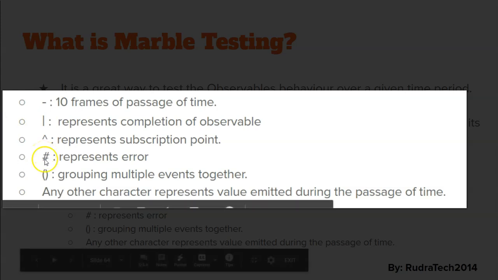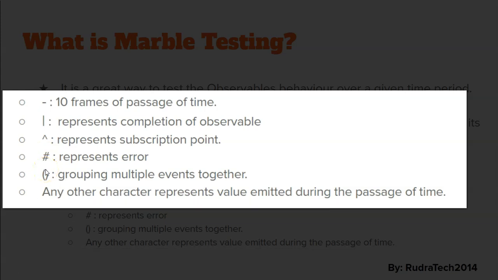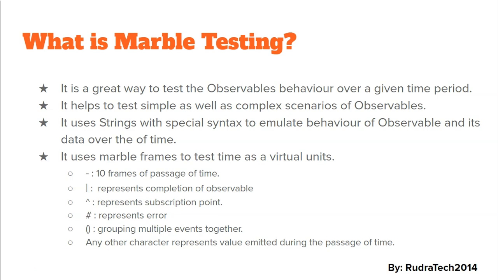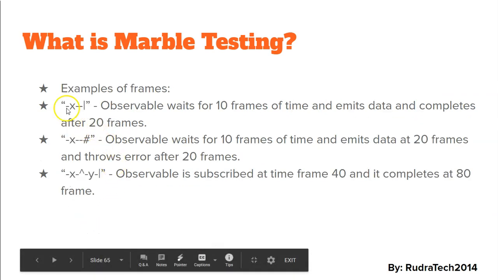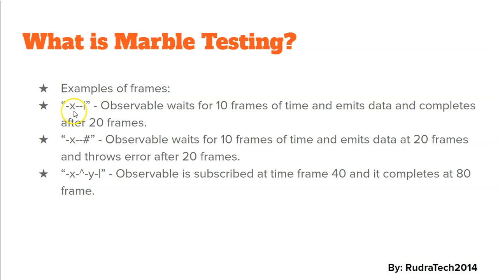Then there are the opening and closing curly braces. Well, this represents a grouping of multiple operations together, and after this, any other character within the marble string represents an emitted value over the passage of time. Now, I have prepared certain examples here. So here you can see there is a dash, x, dash, dash and pipe symbol. So this represents that an observable waits for 10 frames of time, emits data, and completes after 20 frames.